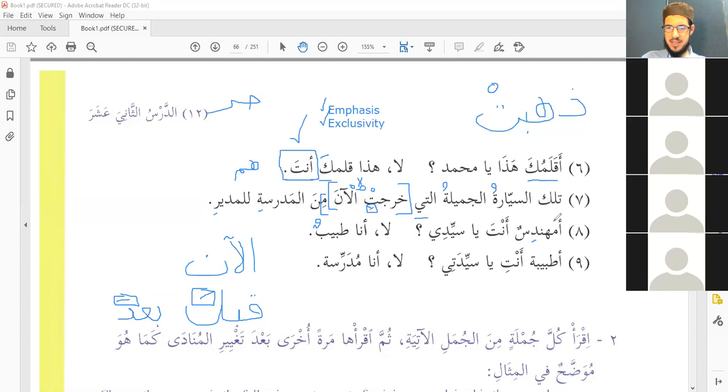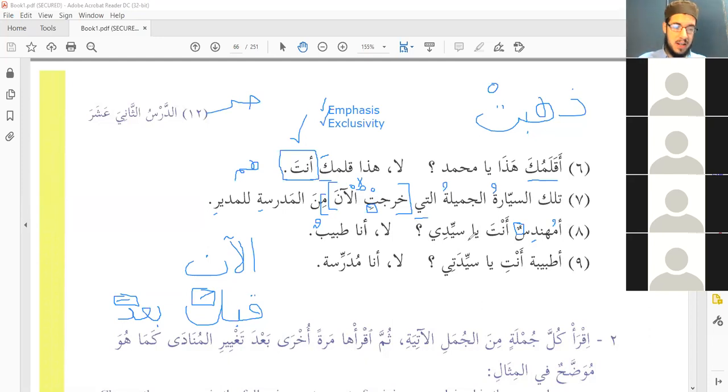Are you the engineer, Said? Okay, good. The engineer? Are you an engineer? Yes, fantastic. Because we have tanween. Tanween is the indefinite article. And okay, what's Sayyidi? So Sayyid is master, literally. Literally, Sayyid means master. Sayyidi, my master.